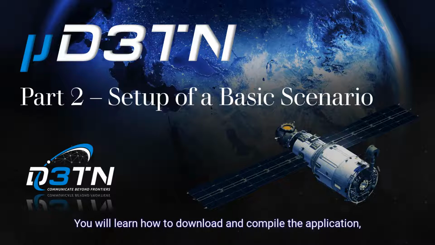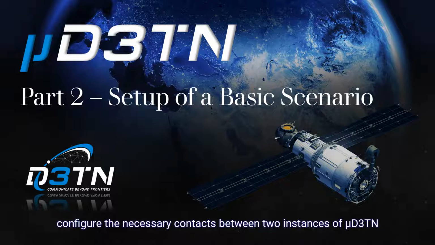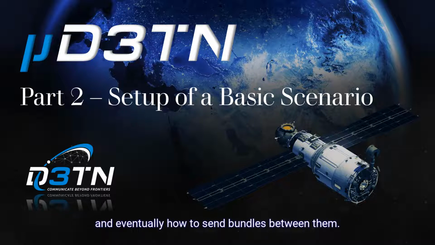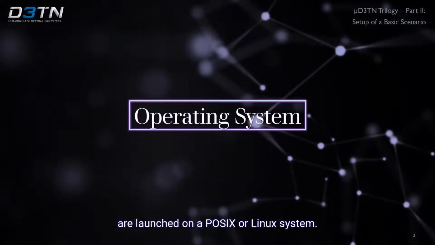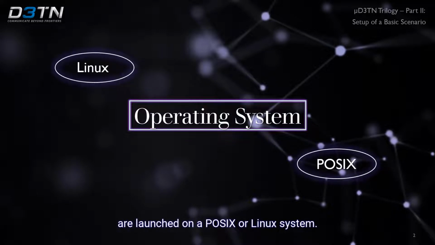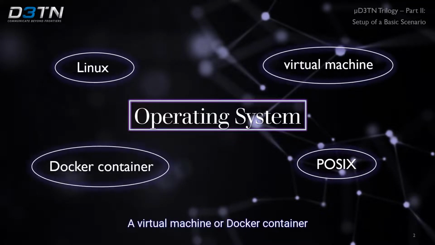You will learn how to download and compile the application, how to start it, configure the necessary contacts between two instances of µD3TN, and eventually how to send bundles between them. First of all, it is assumed that all following commands are launched on a POSIX or Linux system. A virtual machine or Docker container will work for this purpose too.